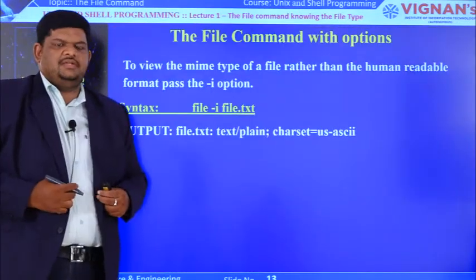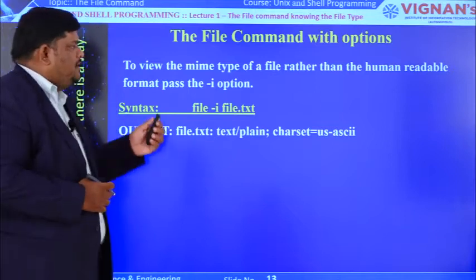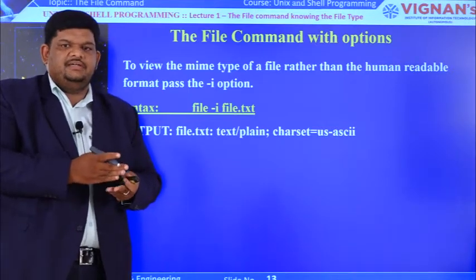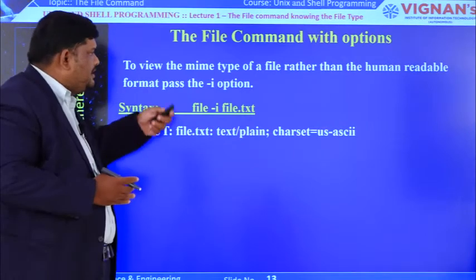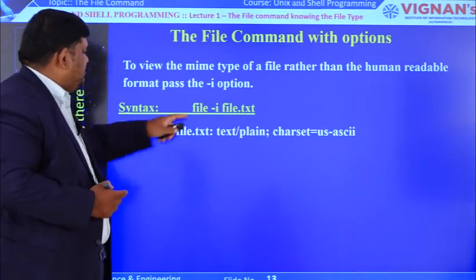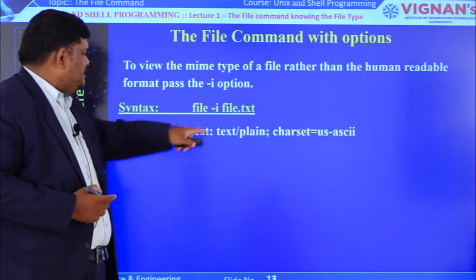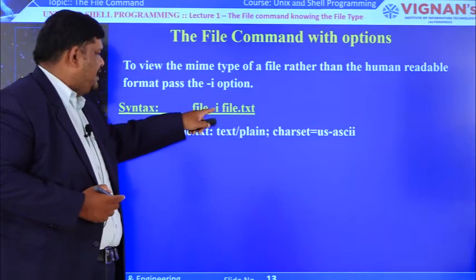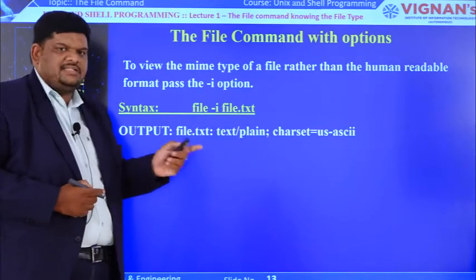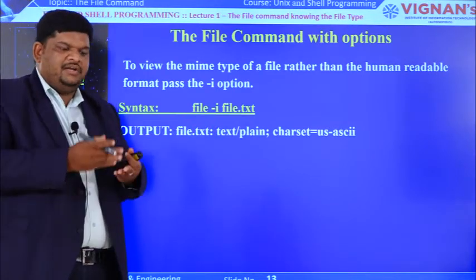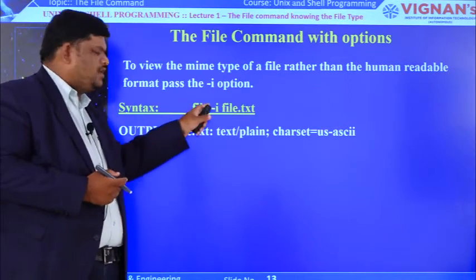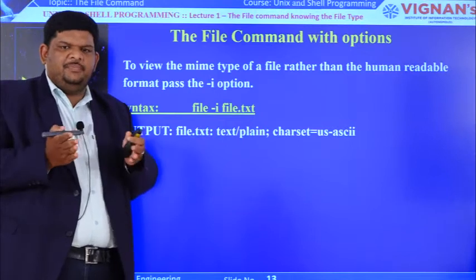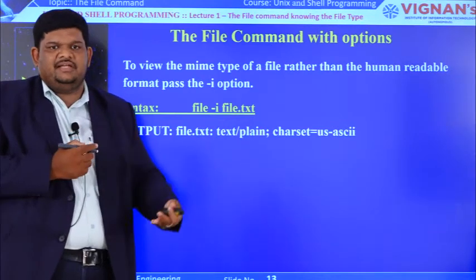Now, the last option is option i. If you want the output in MIME format, which is Multipurpose Internet Mail Extensions, then we use the option i. So this is the MIME format output. If you do not use option i, then it will give the output in ASCII text format. So if you want the internet standard format, then we have to use option i. If you don't need that internet standard format and want only a direct human readable format, then ASCII text is enough.